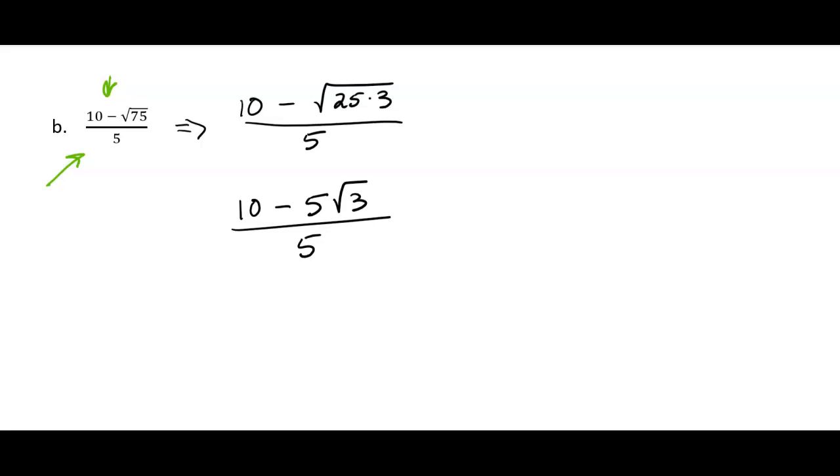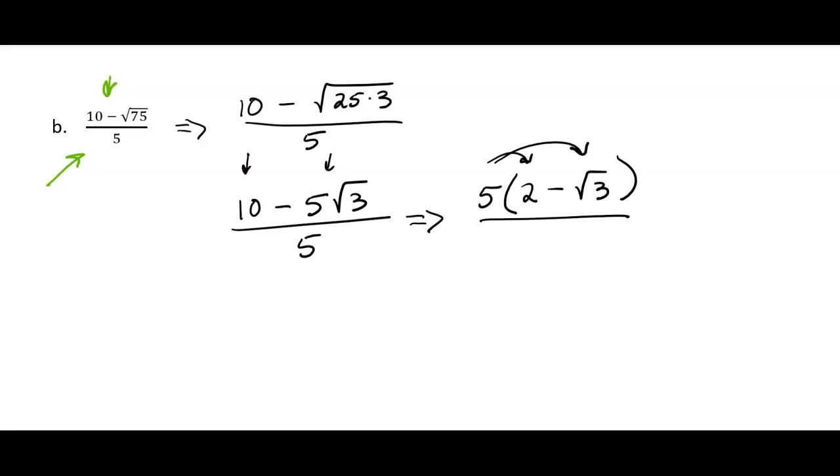Remember, in order to cancel, we have to have things in terms of factors, multiplication, okay? In the numerator right now, we don't have any multiplication, but we're going to change that. So if you look at the numerator, you've got a 10, and then you've got 5 times the square root of 3. You can factor out a 5, and it's going to look like 5 times 2 minus the square root of 3. So this is like 5 times 2 is 10, and 5 times the square root of 3. And it's all over 5.